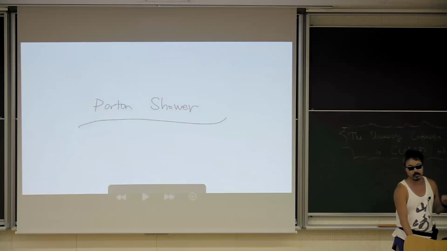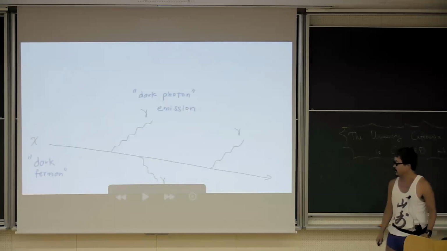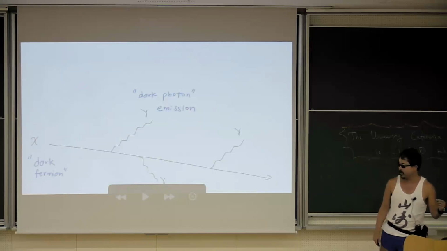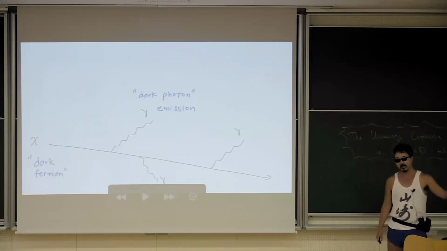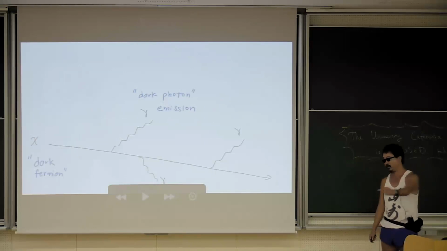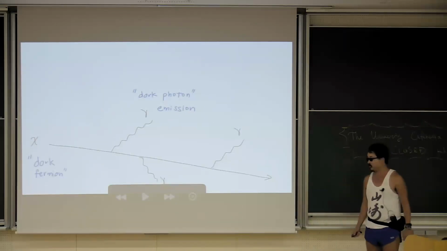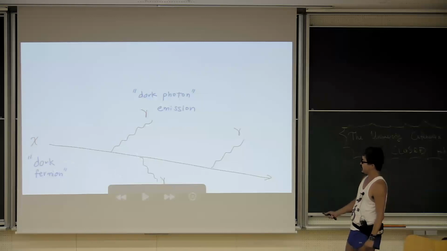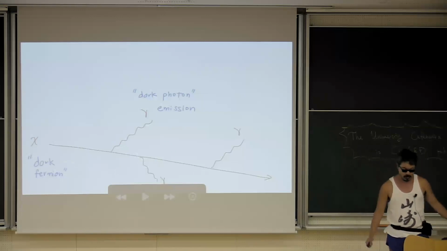Let me start with the classical Parton shower, which is what people do all the time. The problem is simple. Here there is something called a dark fermion, but anyway, it doesn't matter. There is some fermion, some particle, coming in, and then sometimes it emits a photon. It happens probabilistically: sometimes it happens, sometimes it doesn't. In this case, there are 3 photons emitted, and it is a probabilistic process.